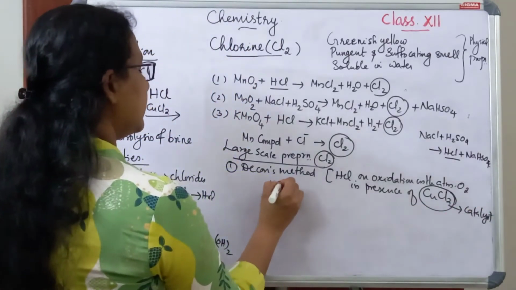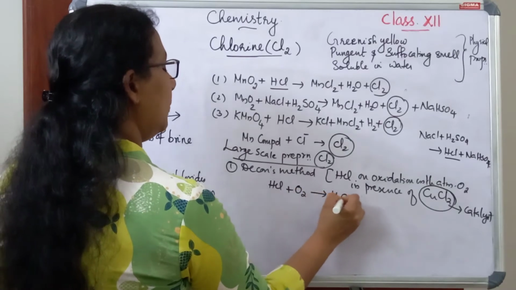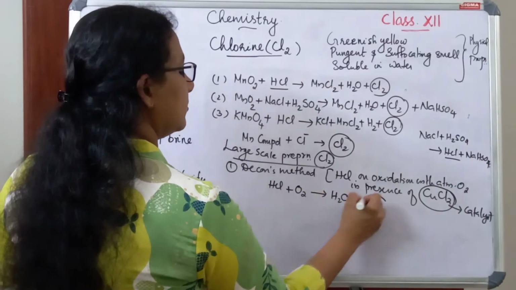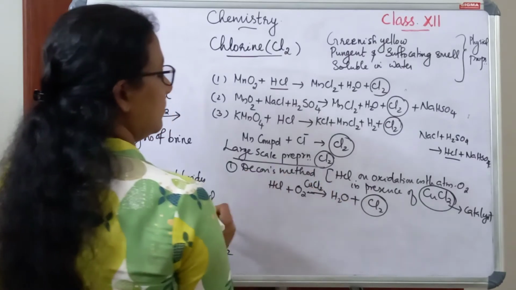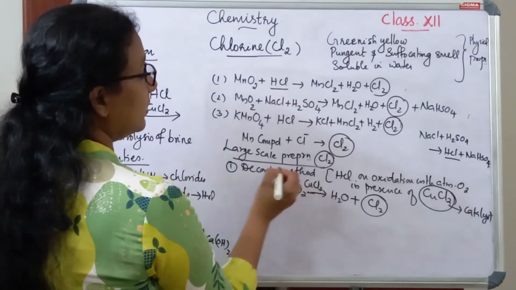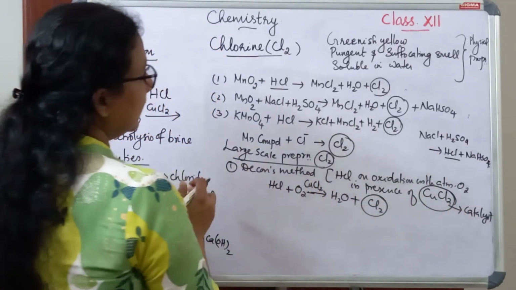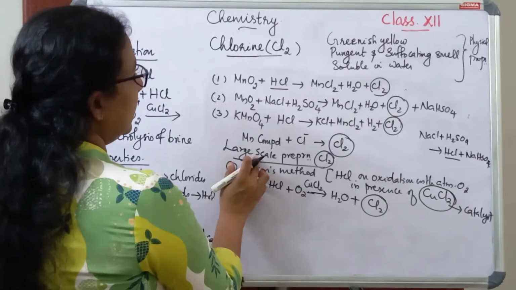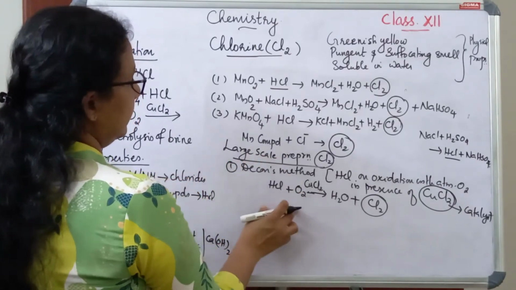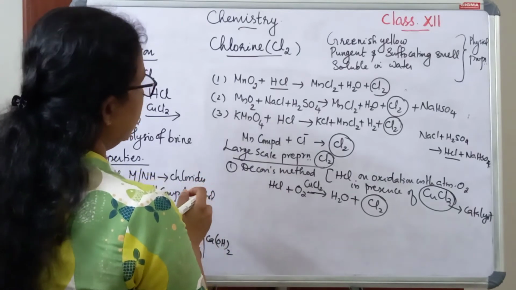So the reaction is HCl plus O2 gives H2O plus Cl2. So the catalyst is CuCl2. That is an expected question, that is, which is the catalyst used in this Deacon's method. So this is a large scale preparation method. All these equations are to be balanced.